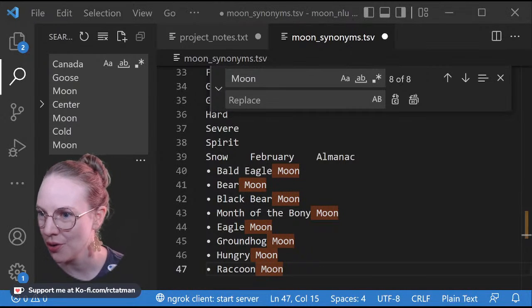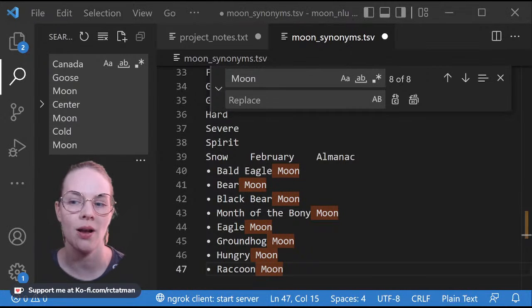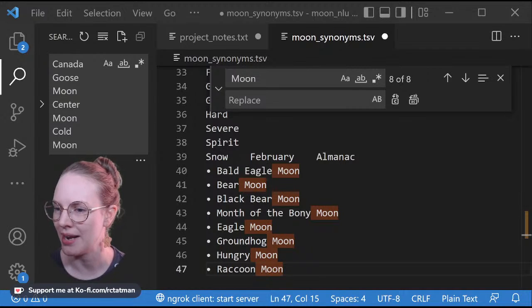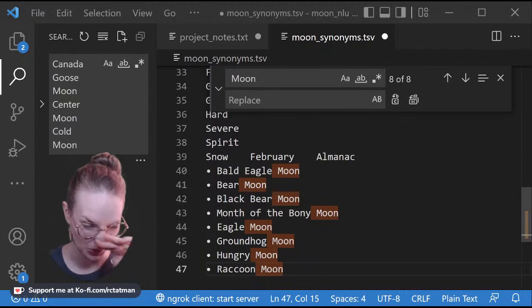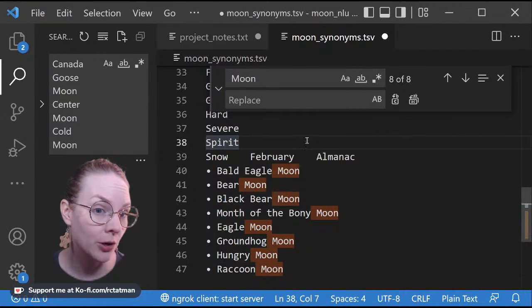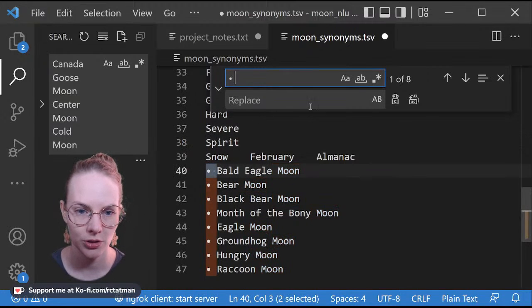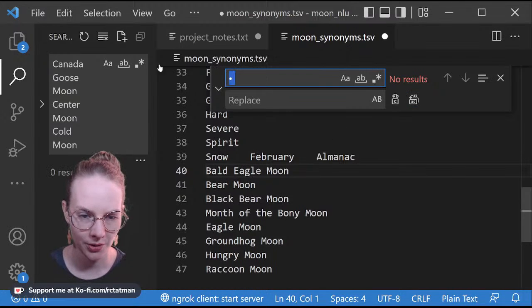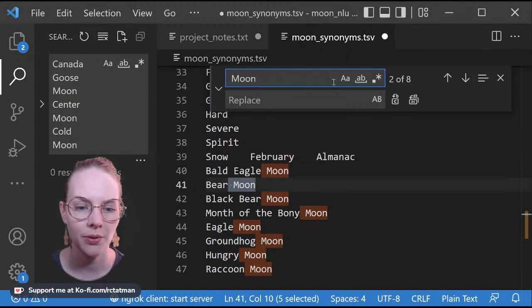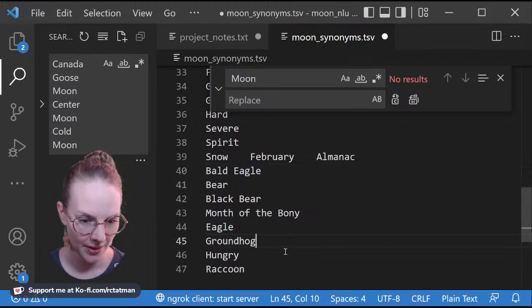So raccoon, okay, raccoon was for February from this beard almanac, from this beard source as well. I don't know if they were using beard as a source, perhaps. Get rid of all those. We're going to get rid of Space Moon. Yep, all of them. All right, there we go.